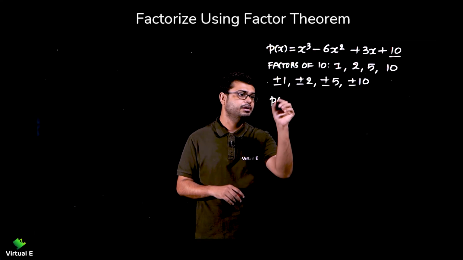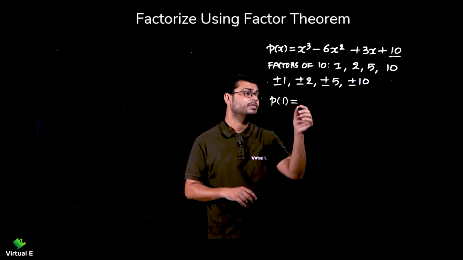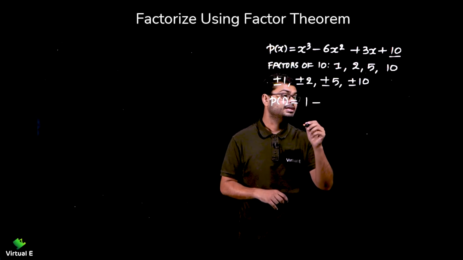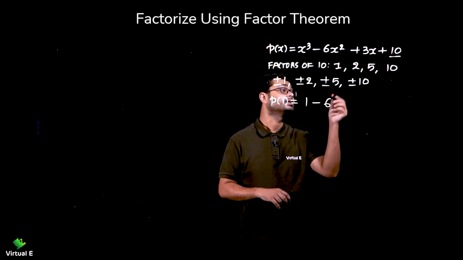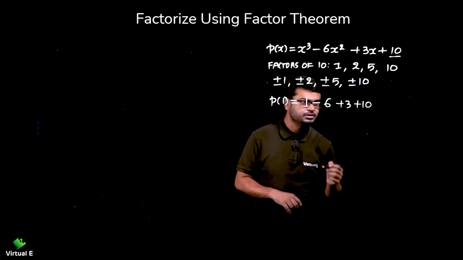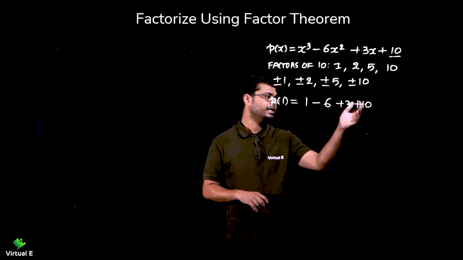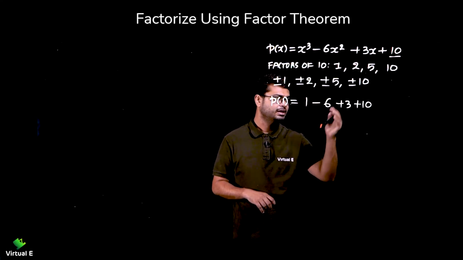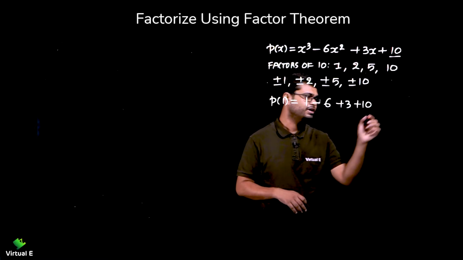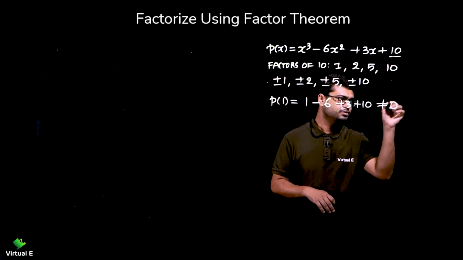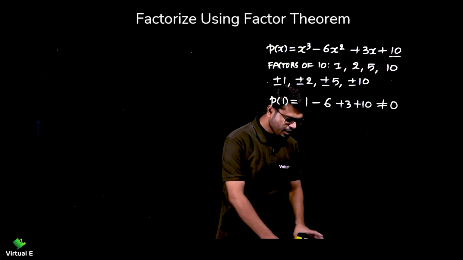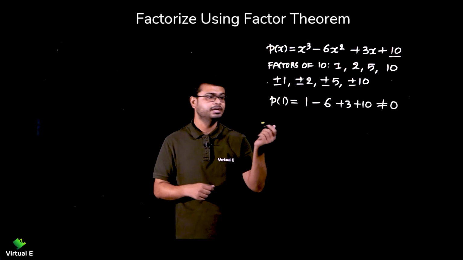So let's start. First, let's start with plus 1. So p(1) is equal to 1 cube, which is 1, minus 6 into 1 square, that is 6 only. Then 3 as it is, and then 10. So here we get 1 minus 6 plus 3 plus 10, which is 8. Obviously we are not getting 0. So this is not a factor. Simple. You can do these calculations quickly, right?